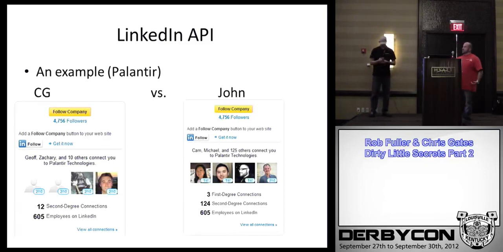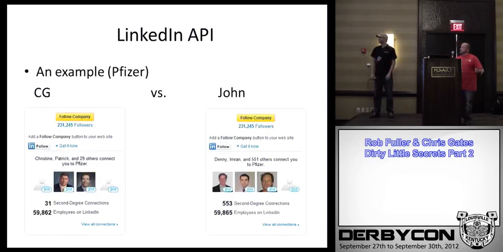So some examples. There's me. I've been on LinkedIn 4 or 5 years. Against Palantir, I have 12 second degrees, and John has 124 and 3 first degrees. Those are all recruiters. Is that useful if you were to do a pen test against Palantir? Cool. Got a couple nods. Pfizer, 31 second degrees, 553 second degrees for John. John's existed for like 3 months.